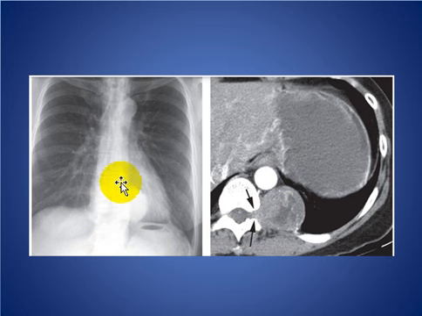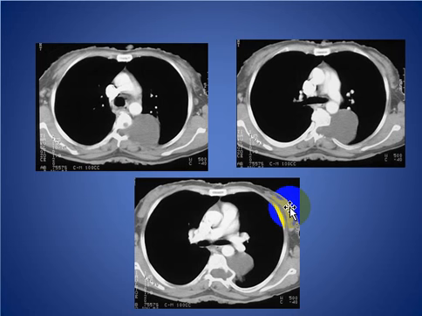Another neurogenic tumor. Also you see a mass in the PA chest. It is not silhouetting with the heart, so it is located posteriorly. The mass on the CT scan extends to the neural foramen. It is consistent with a neurogenic tumor. Another patient with a neurogenic tumor.